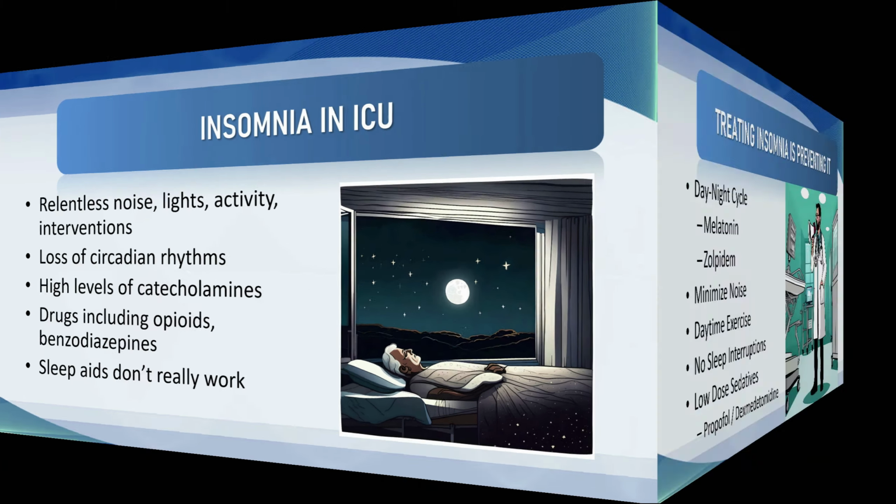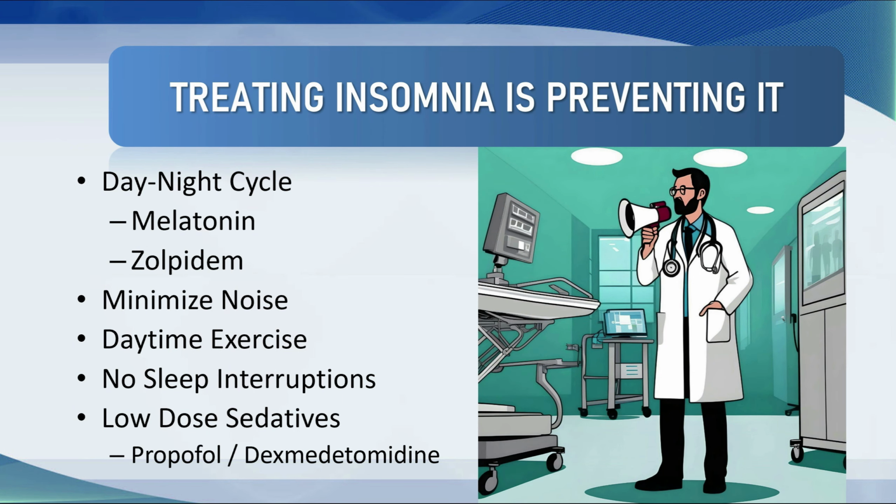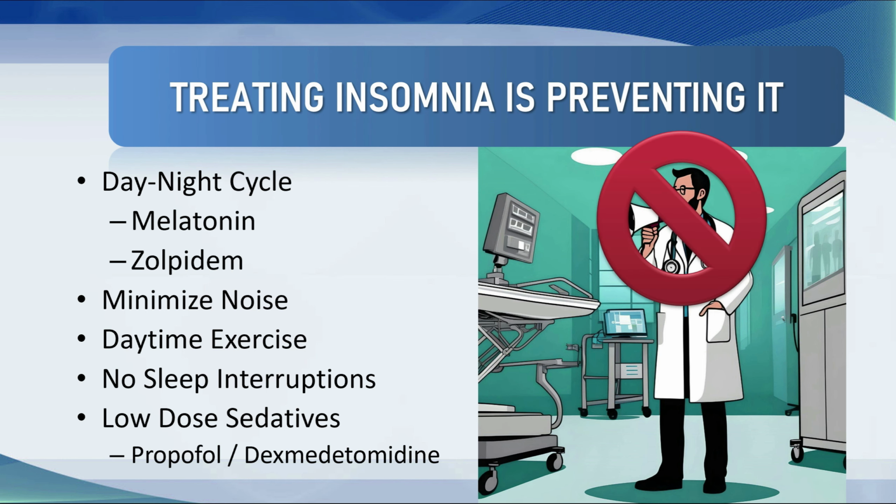The best way to treat insomnia is to prevent it by giving the patient a day-night cycle. You can help them along using agents like melatonin or zolpidem, but the best thing to do is minimize the noise, give the patient lots of exercise during the day, stop interrupting their sleep by examining them or evaluating them, and sometimes we'll use low-dose sedatives like propofol or dexmedetomidine. But the most important thing is to keep quiet and turn off the lights.